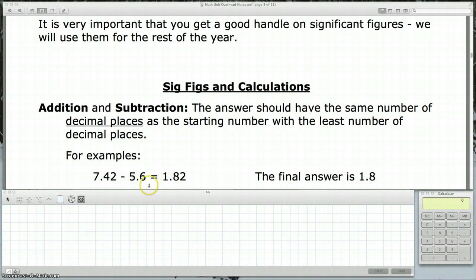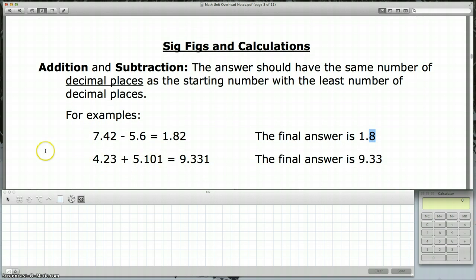If I do this math in my calculator, 7.42 minus 5.6, I get the answer of 1.82. That's what my calculator says. But my calculator doesn't know how to do sig figs. So what I do is I look back at my original numbers. 7.42 has 2 decimal places. 5.6 has 1 decimal place. So I need to choose the number with the least number of decimal places. So 5.6, 1 decimal place. That's what my answer should have, is 1 decimal place.